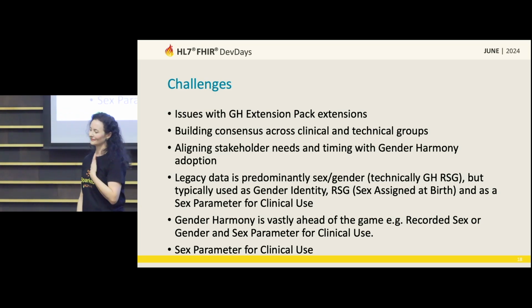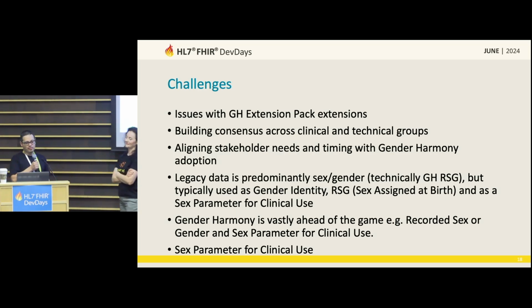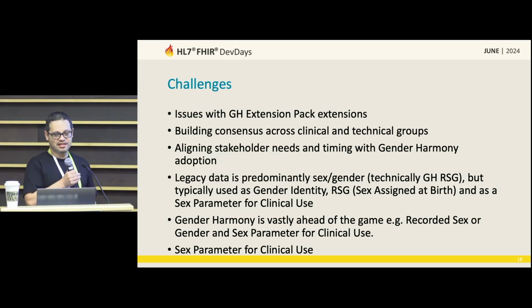All right, challenges. We're not going to spend too much time on any one of these points, but just want to highlight them, just might stir some thoughts you may have for questions. Issues with the Gender Harmony Extension Pack extensions. When we first had a look at that, we found some issues with it, and thankfully we were able to resolve them with HL7 International, and the key takeaway there is you need to be involved in HL7 at this stage anyway. These things are nowhere near FMM level 5. It's trial use, and we're trialing. So stay engaged with the Gender Harmony project if you're interested in undertaking this path.